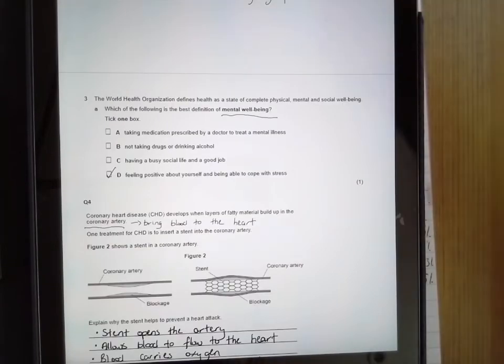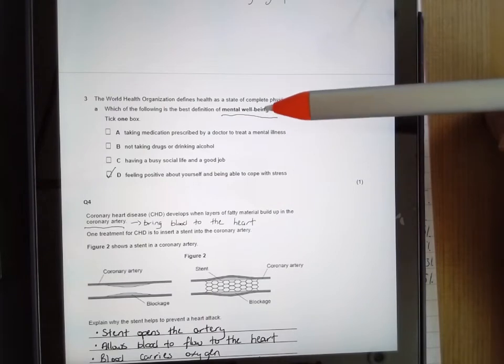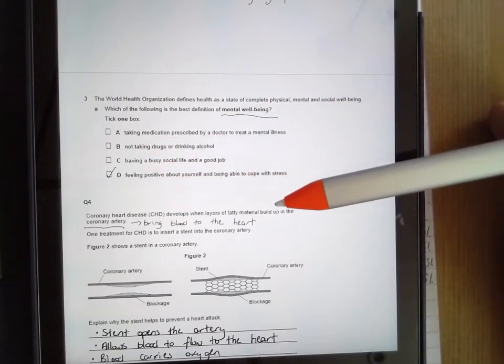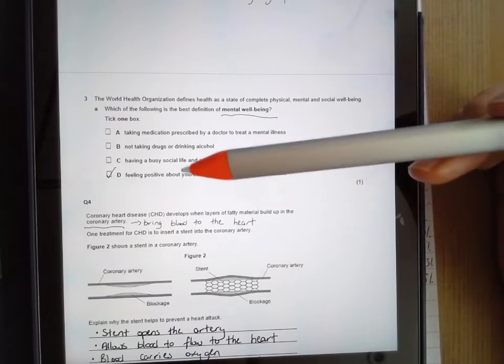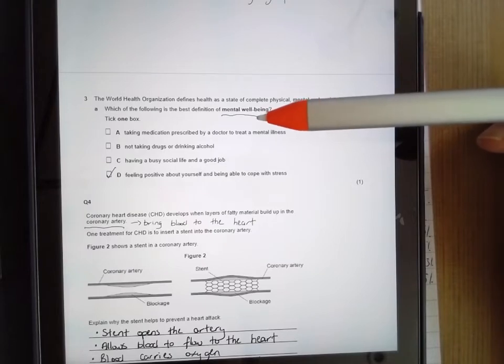Okay, we'll go through the answers. We'll focus on question 3A first. This time you're asked about mental well-being, and the answer is going to be C. If you've got good mental well-being, then it's about how you feel about yourself. So feeling positive about yourself, being able to cope with stress, shows you've got a good mental well-being.